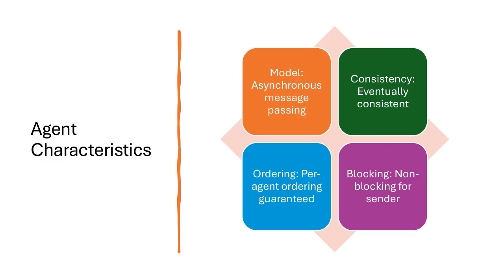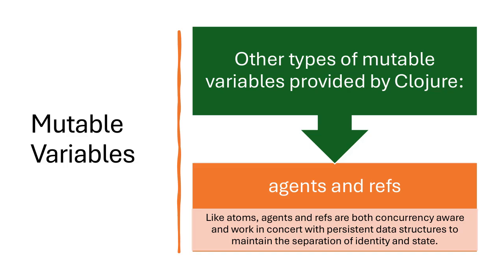Their consistency model is eventually consistent, so while updates may not be instantaneously reflected, they will converge over time. Each agent guarantees the order of messages it processes, ensuring messages are handled sequentially per agent. Additionally, sending messages is non-blocking for the sender, allowing other processes to continue without delay while the message is being handled. In Clojure, mutable variables include agents and refs, which, like atoms, are designed to handle concurrency.